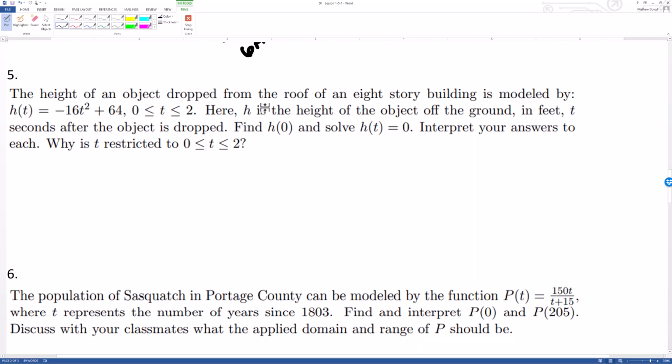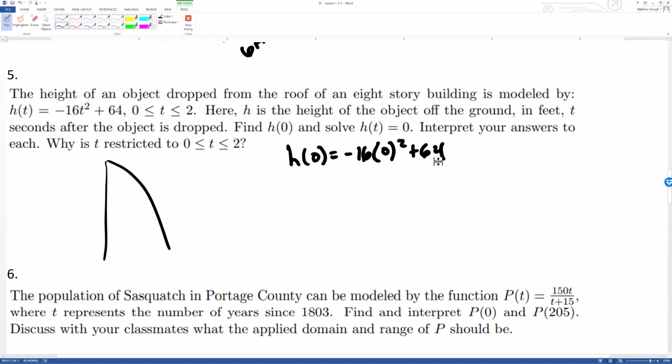The height of an object dropped from the roof of an 8-story building is modeled by that function. H is the height off the ground. T is the seconds after it's dropped. Find h of 0. Solve when h of t equals 0. So h of 0 is plugging 0 into your function. Now what does that mean, right? That means that is the height before I dropped it. And then solving h of t equals 0, so that means you have to set it equal to 0.